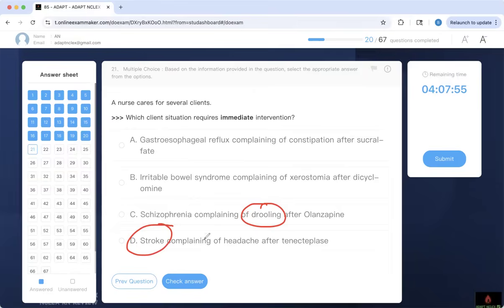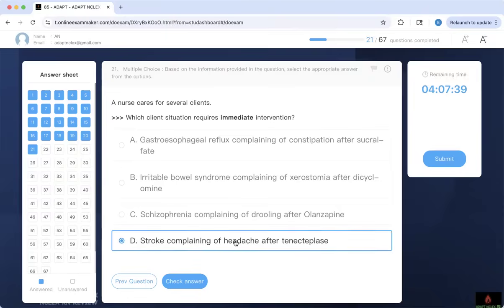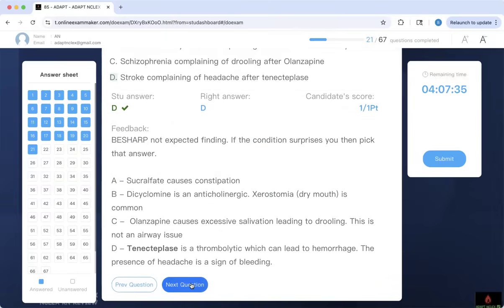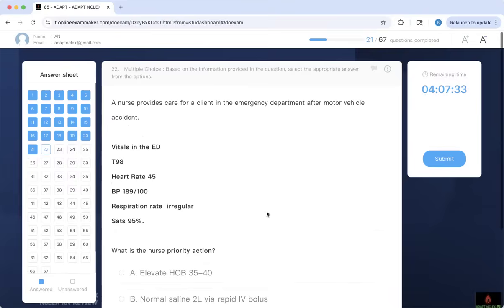You have a stroke and complain of headache after I give you tenecteplase. That is an alteplase derivative. You are bleeding in your head. You have a hemorrhagic stroke. I will pick you. This is the way you do prioritization. You've got to talk through it as if it's normal, and then you master it.